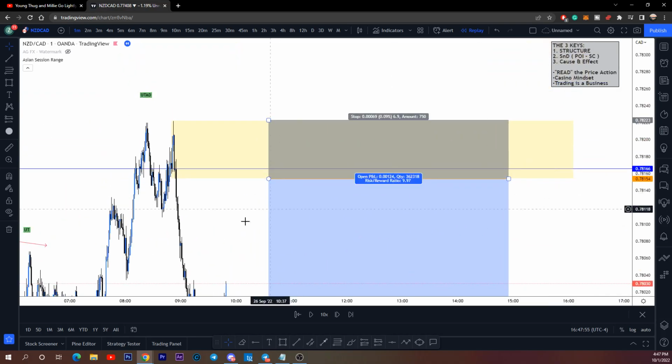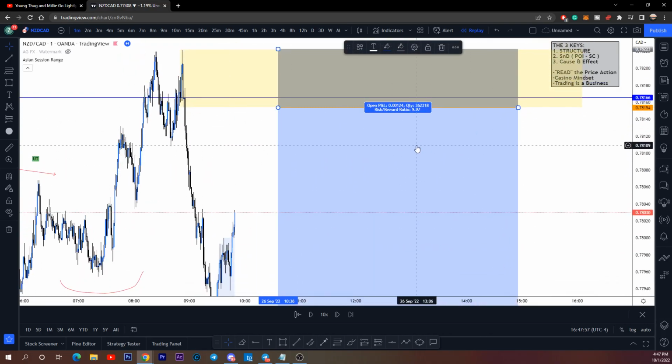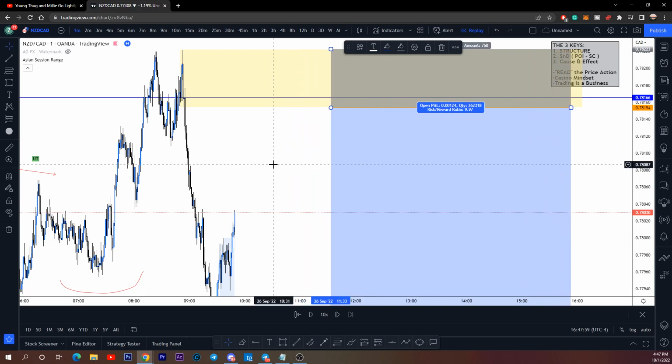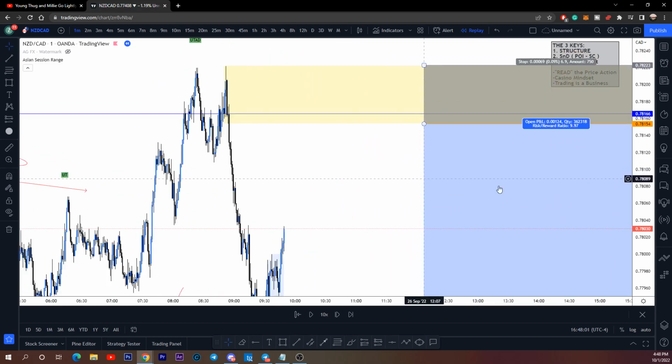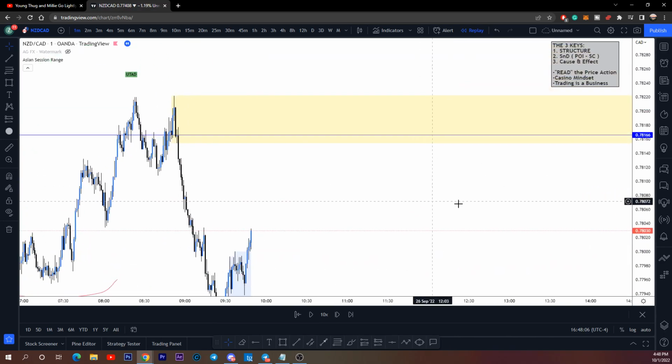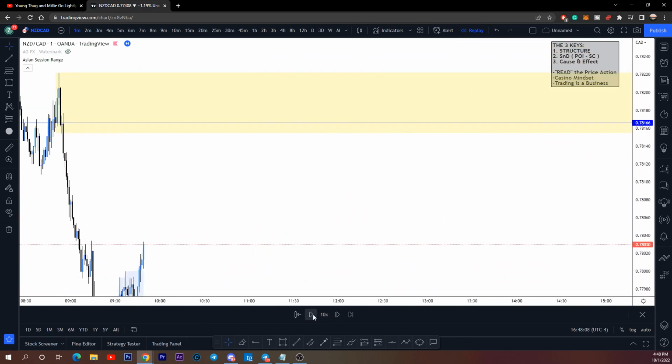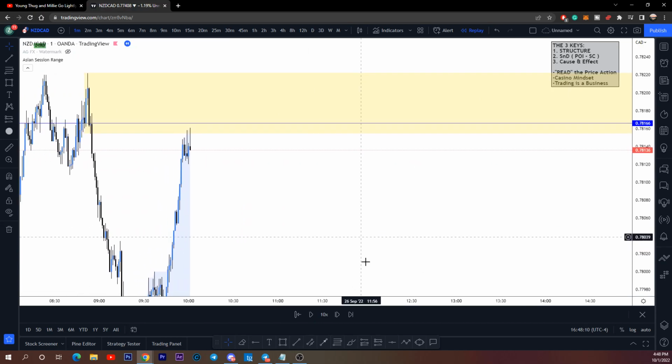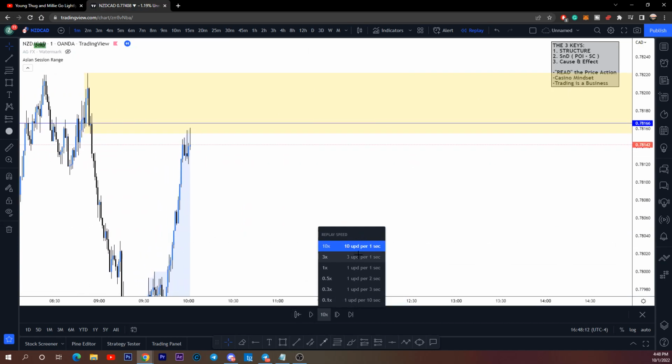So let's go ahead and move this back a little bit more so you guys can see everything properly. And I'm gonna just delete it, and I'm gonna show you guys both entries, but I'm gonna just delete it for now. So let's go ahead and play the market forward a little bit more. Okay, here we go. And then let's go to 3 seconds and let's zoom in.